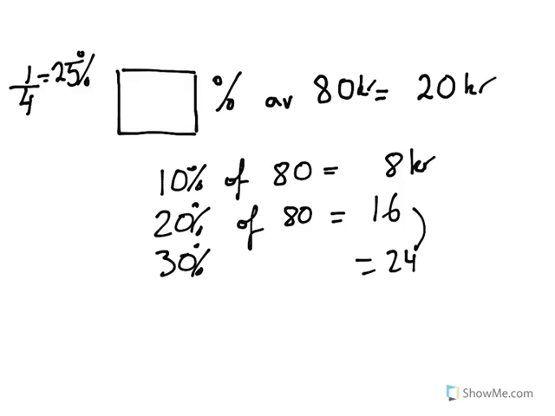So I'll be able to see that here I've added 8 each time. So what I really need to get to 20 is by adding 4 here. So I'm somewhere exactly in the middle, I'm at 25%. So 25% of 80 kronas will be 20.